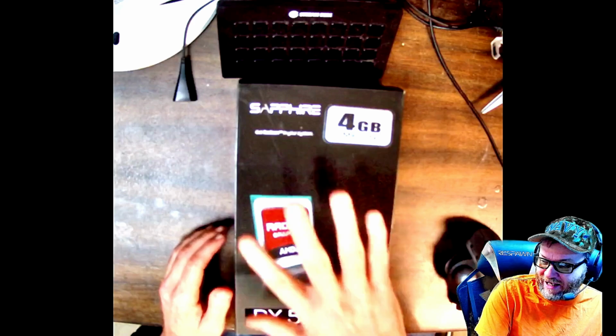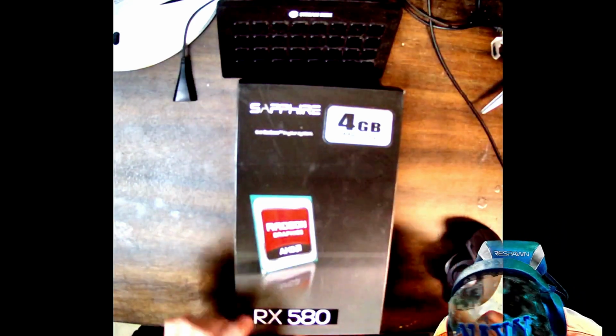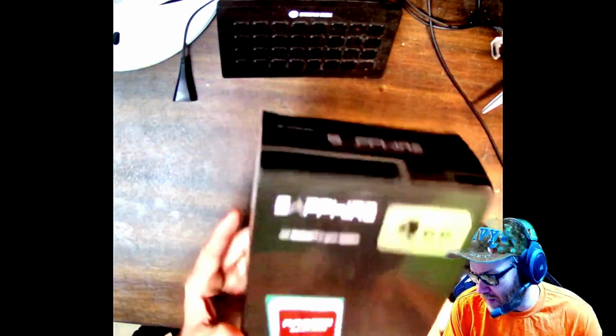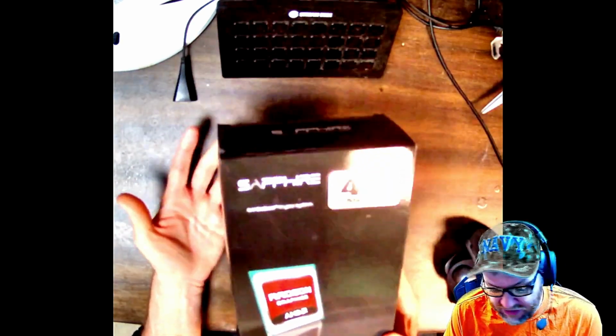Boy, there's a big delay in that camera to this camera. Something I just noticed on my studio screen here. So this is a 4 gigabyte card. All right. So I got it for $237. And it just came in the mail today.